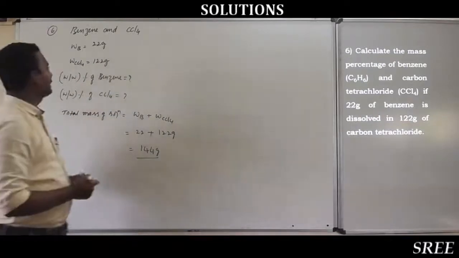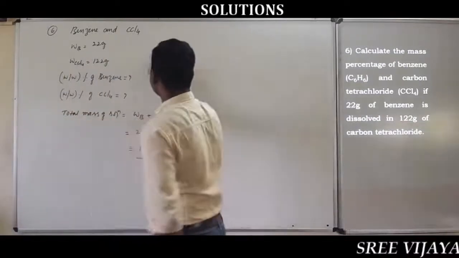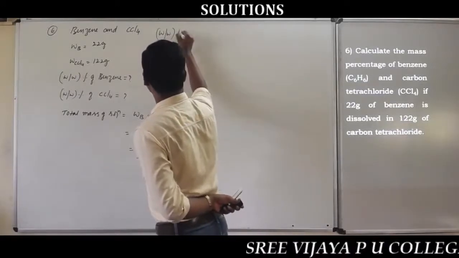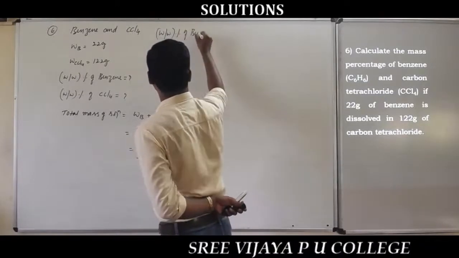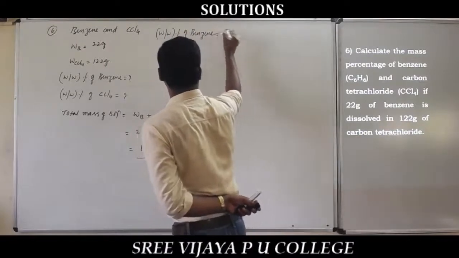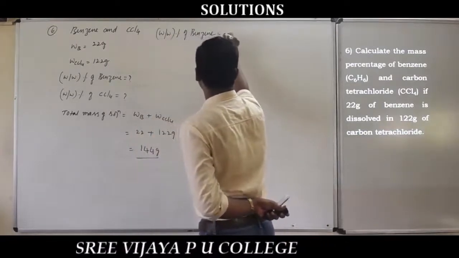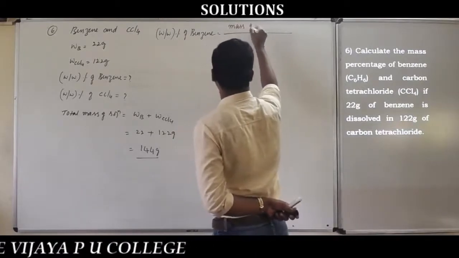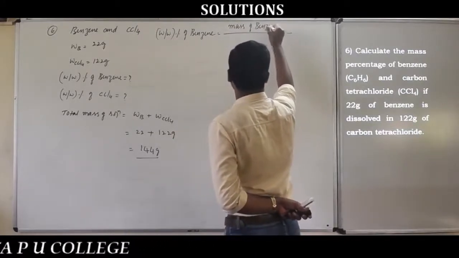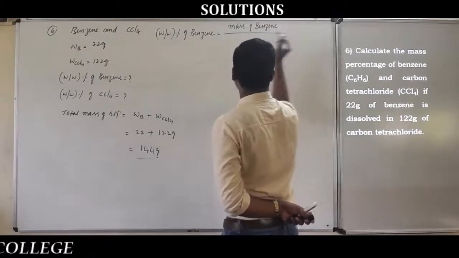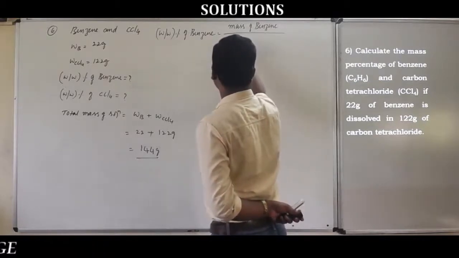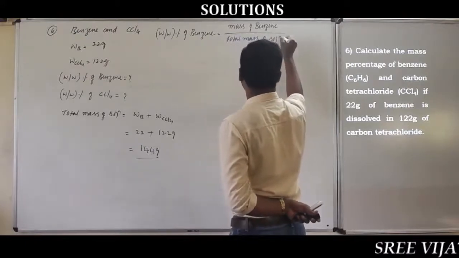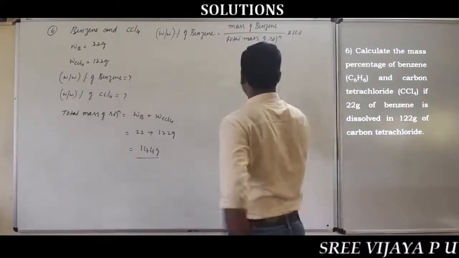So now we can calculate the mass percentage of benzene. That is mass percentage, W by W, of benzene is equal to the ratio of mass of benzene divided by total mass of solution into 100.